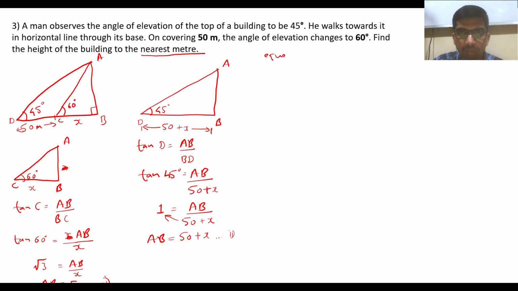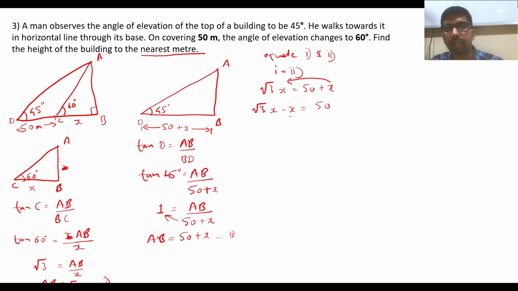So equate 1 and 2 because both are AB. So 1 is equal to 2. So what do we have over here? We have root 3 x equal to 50 plus x. Again, what I said last time, bring variables on the left, numbers on the right. Here the variable is there, throw it on the left hand side and the sign will change. Let 50 be as it is. So this will be root 3 x minus x equal to 50.